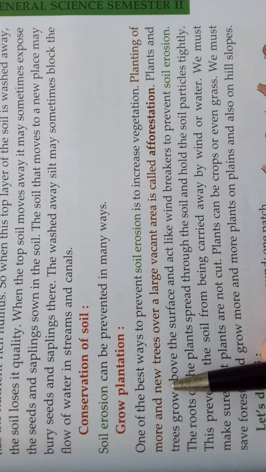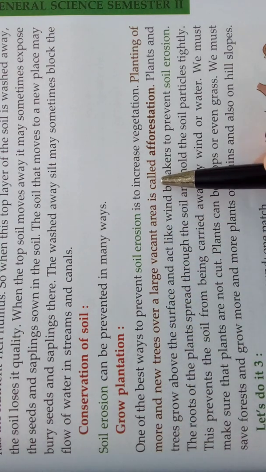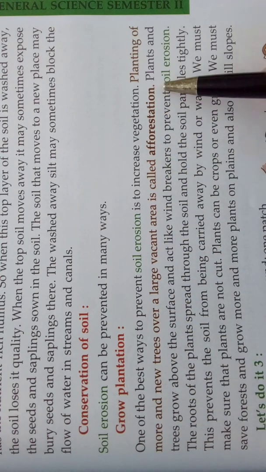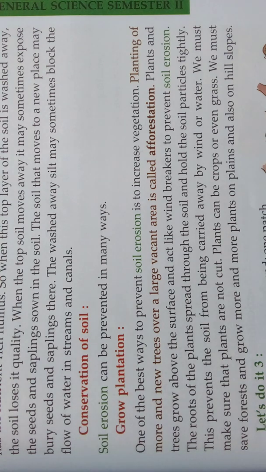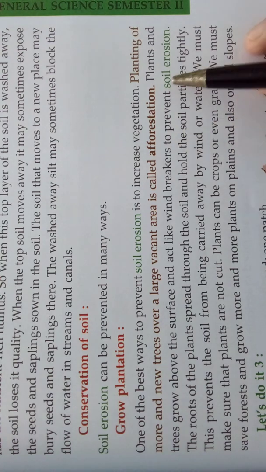Planting of more and new trees over a large vacant area is called afforestation. What? Afforestation. Deforestation means what? Cutting trees and plants. So, what is afforestation? Planting of more and new trees over a large vacant area is called afforestation.